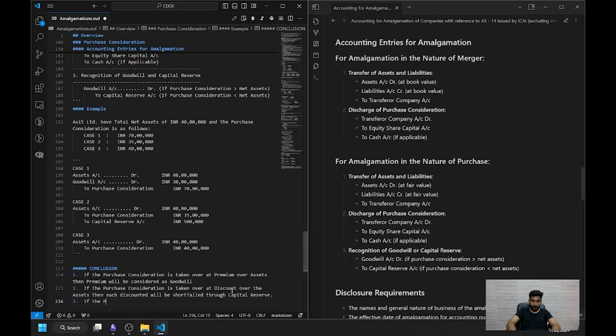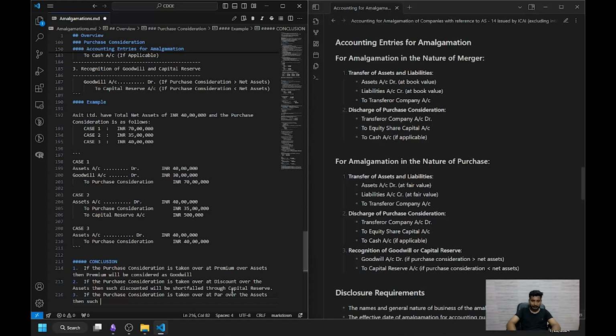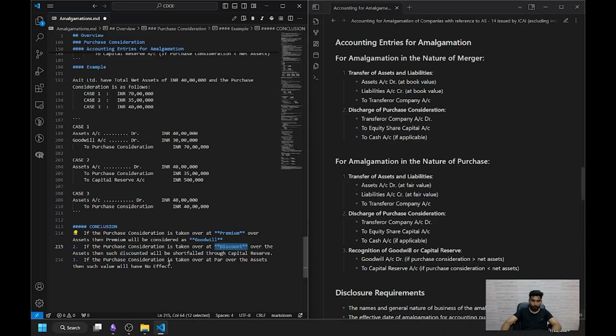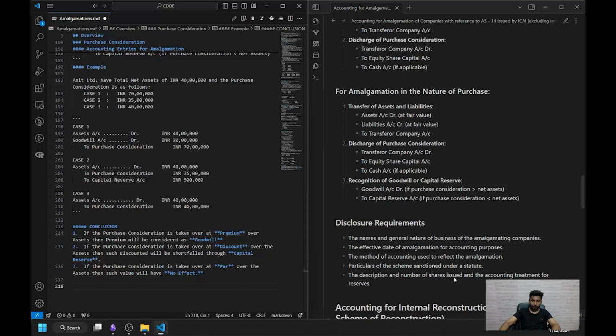And lastly, if the purchase consideration is taken over at par over the assets, then such value will have no effect. Okay. So we conclude that if the purchase consideration is taken over at premium, it will be considered as goodwill. If it is taken over at discount, it will be shown through capital reserve. And if it is taken over at par, it will have no effect on the journal entry. Okay. Now, I hope you have understood the journal entries. Let us move ahead and talk about the disclosure required.